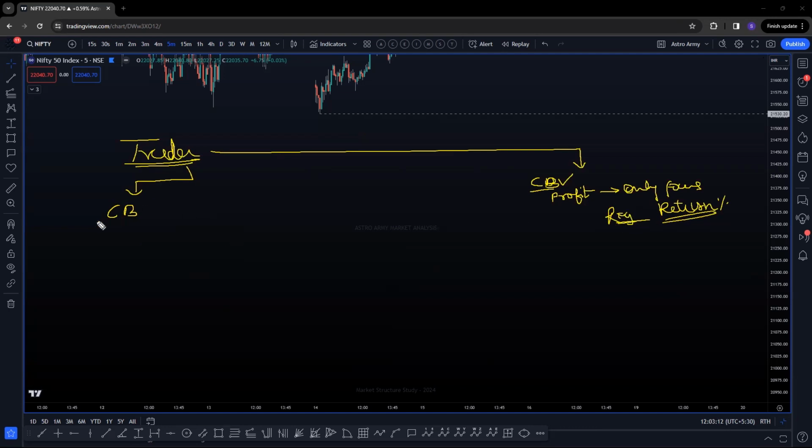Here the first trader is in a capital building phase. In a capital building phase there are two approaches. You can compound your margin. How? This is a playbook style of approach, which I have discussed already in a video. Let me just show you again.